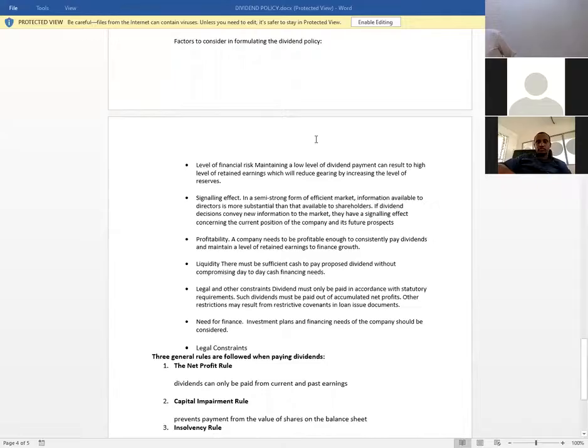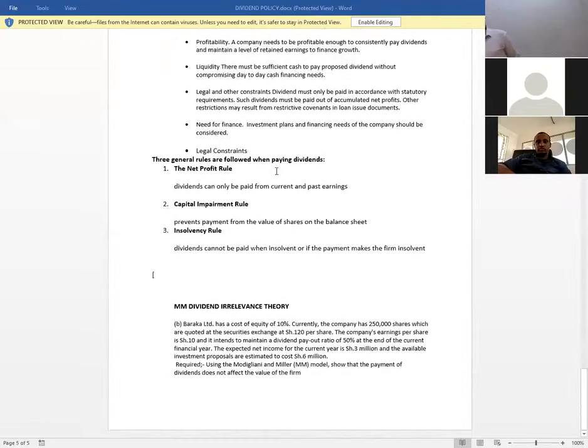We are told the general rules and legal constraints, the three general rules followed when paying dividends. Number one, the net profit rule: dividends can only be paid from current or past earnings. The capital impairment rule prevents payment from the value of shares on the balance sheet. We don't want to pay dividends in a way that our capital, our MPS, will go down.